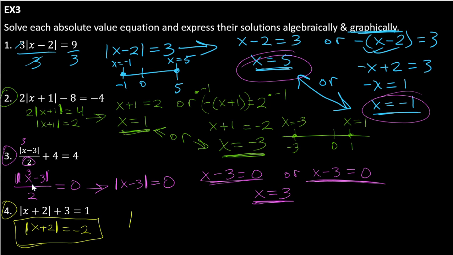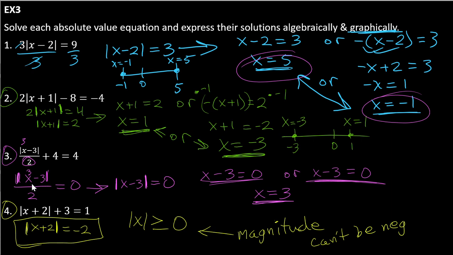So the absolute value of some number x is always going to be greater than or equal to 0, because again, absolute value is a measure of magnitude. So you can never have the absolute value of something be less than 0. Basically, it can't be negative. Okay, so this guy has no solution.